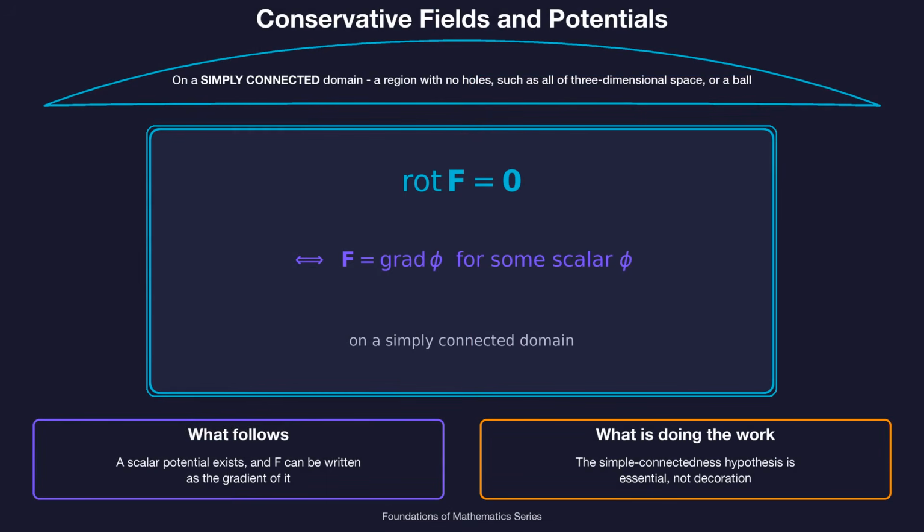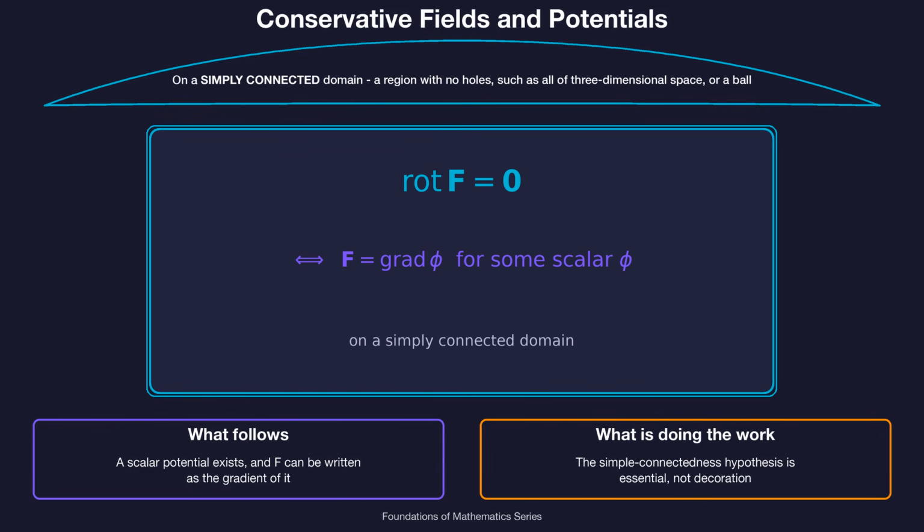Now a theorem, and it comes with a hypothesis that deserves more attention than it usually gets. On a simply connected domain, meaning a region with no holes, such as all of three-dimensional space or a ball, the condition for a vector field F to be conservative, that is, for a scalar potential to exist, is that the curl of F is 0.